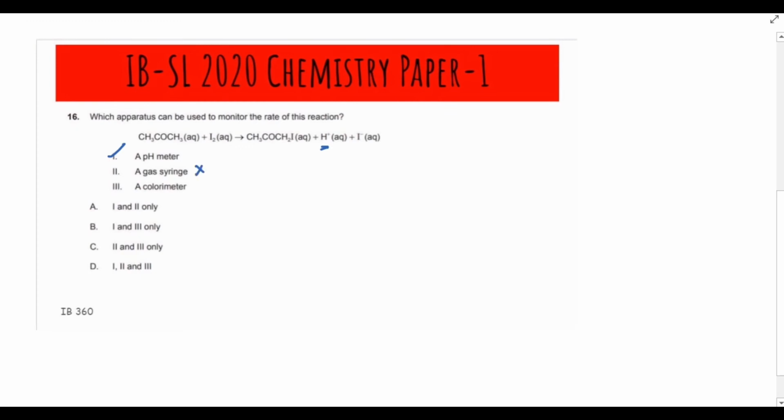Now the colorimeter. A colorimeter is an instrument that can tell you which wavelengths of light are being absorbed by either the reactants or the products. The reactant will absorb a specific set of wavelengths, and the products will absorb a different specific set of wavelengths. So as time goes on, the wavelengths absorbed by the products would be absorbed more. Obviously, we can use a colorimeter to monitor the rate of this reaction. So option B is the correct answer.